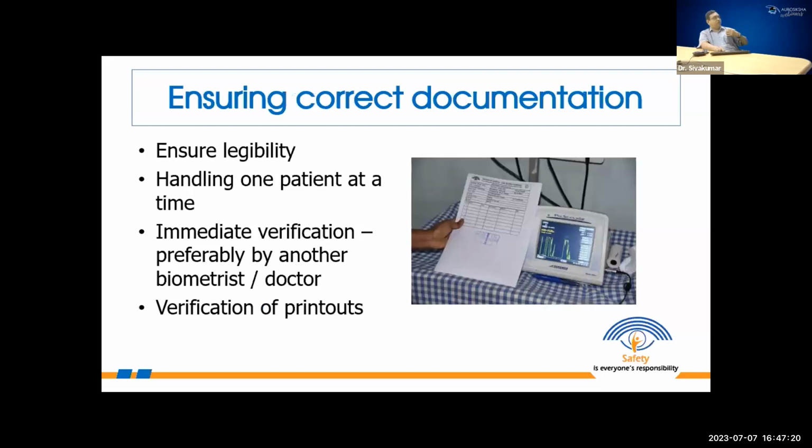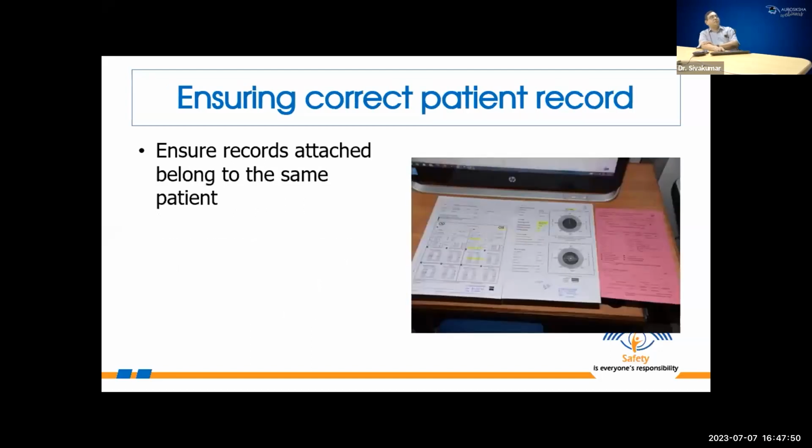Ensuring correct documentation, we have to make sure that we are legible with the numbers that we write. We have to handle 1 patient at a time so that we don't enter other patients' data. There should be an immediate verification, preferably by another biometrist or by the doctor, from all the records which are present. You can see here that it's from the A-scan machine, it has been copied onto a sheet, and each of these digits is written in a separate column so that it doesn't get mixed up. And there should be a verification of the printouts. And finally, we should ensure that all the records which are attached belong to the same patient.